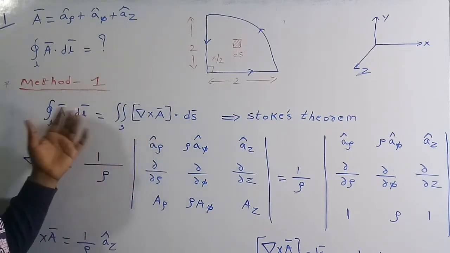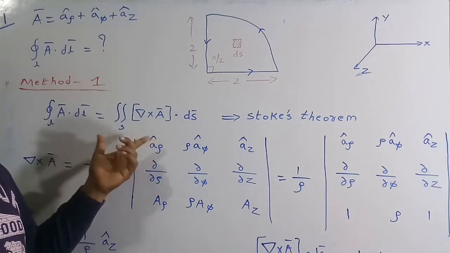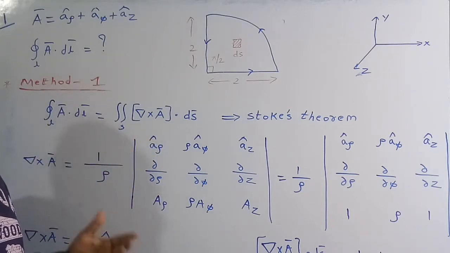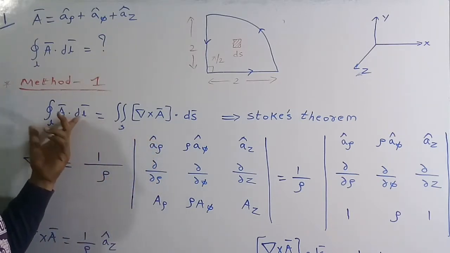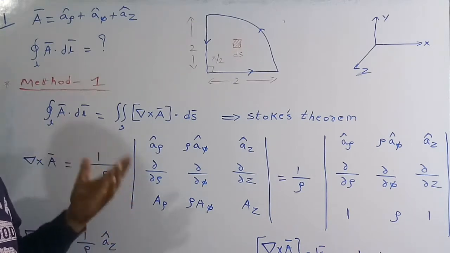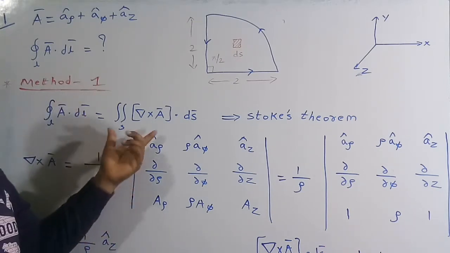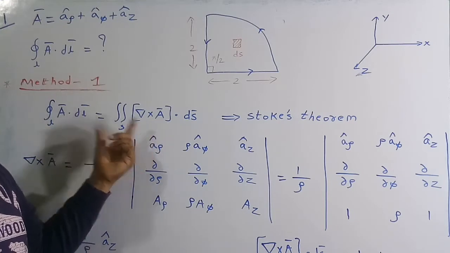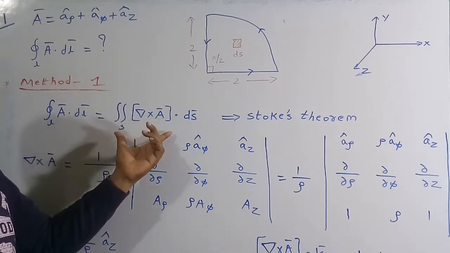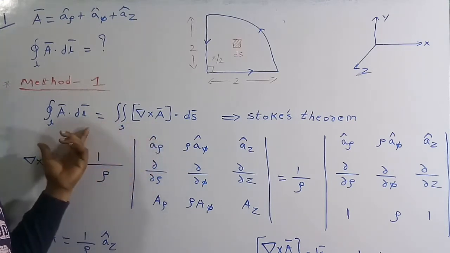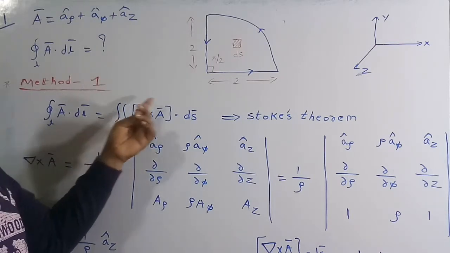In the first method I am going to solve the RHS and show you the result. In the second method I am going to solve the LHS and show you the result. Both will be the same. In this first method I am going to solve the RHS because LHS is equal to RHS, so whatever answer you get in the RHS must be equal to the LHS. Now I am going to solve this equation.